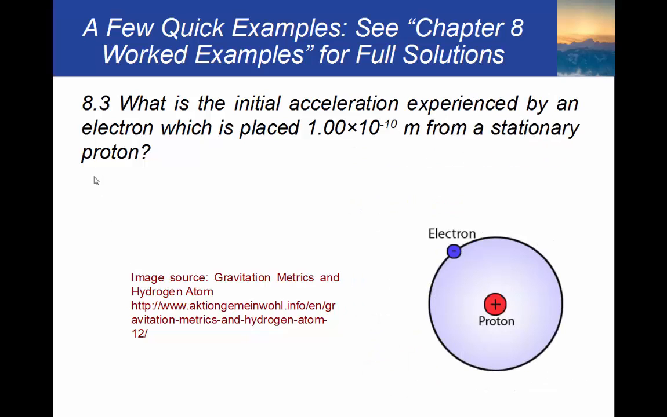Okay, so let's look at this next example then. Now we want to know what is the acceleration experienced by an electron which is placed 1 times 10 to the minus 10 meters from a stationary proton. This is a pretty tough example for physical science because we have to calculate the acceleration from the force, and we have to calculate the force before we can use that force to get the acceleration.